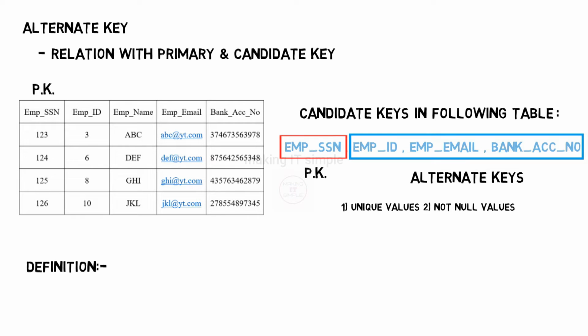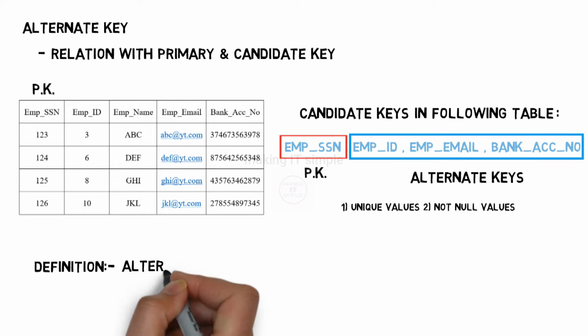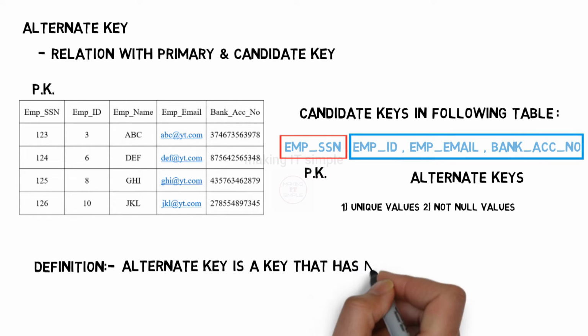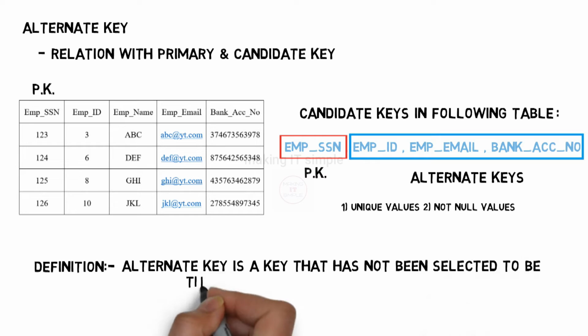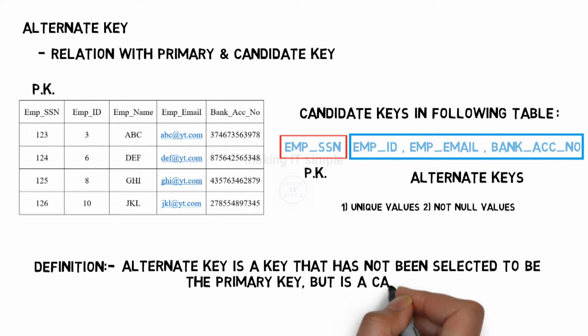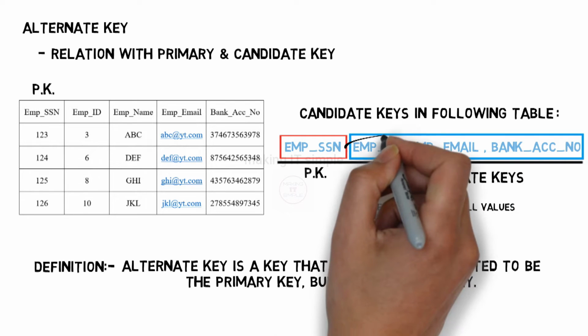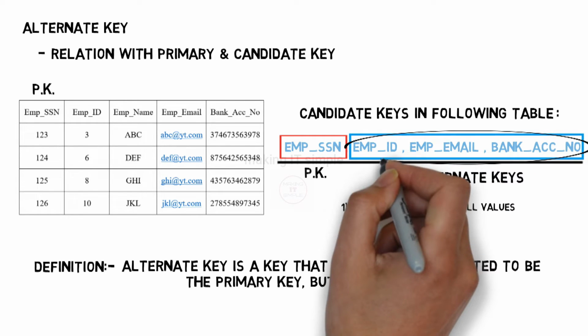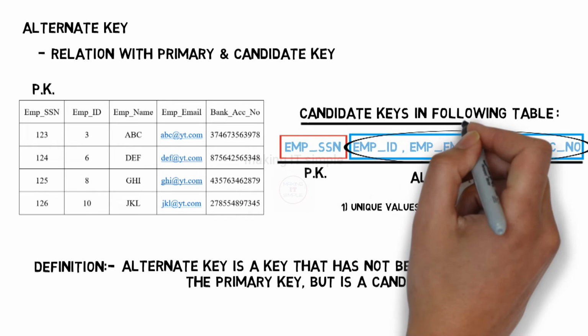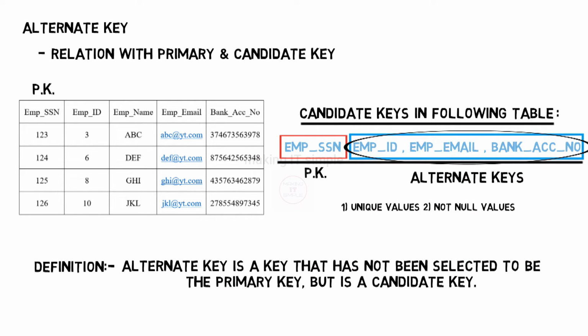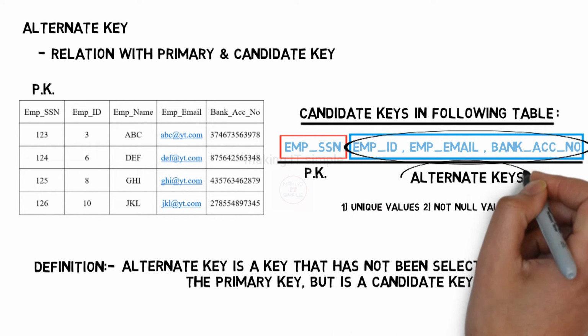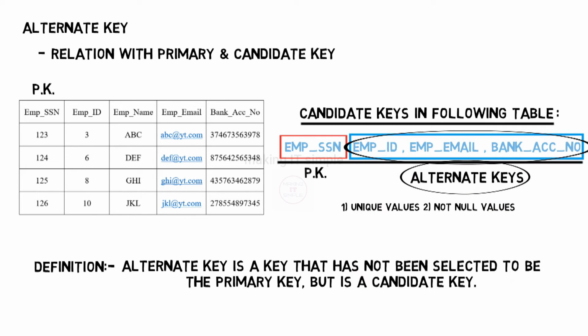So the definition of alternate key states that an alternate key is a key that has not been selected to be the primary key but is a candidate key. Out of all these keys, the ones not selected as primary key are all candidate keys. So by the definition, these are the alternate keys of this relation.